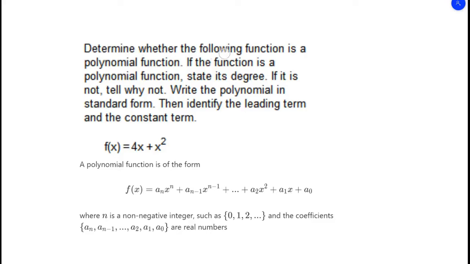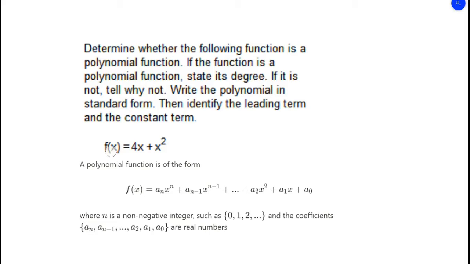Determine whether the following function is a polynomial function. If the function is a polynomial function, state its degree. If it's not, tell why not. Write the polynomial in standard form, then identify the leading term and the constant term.